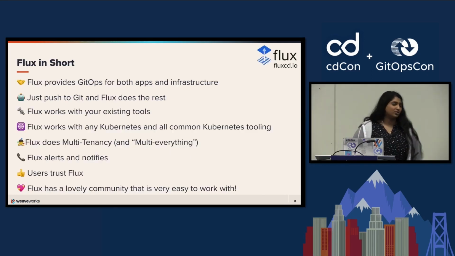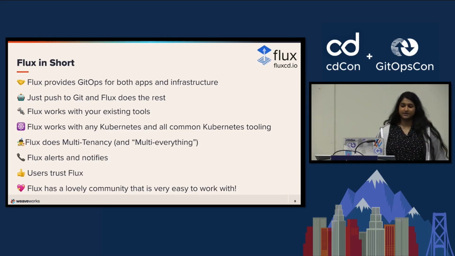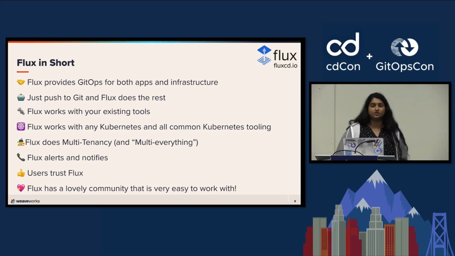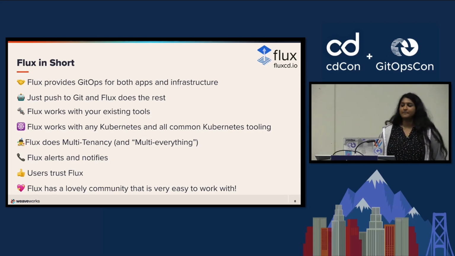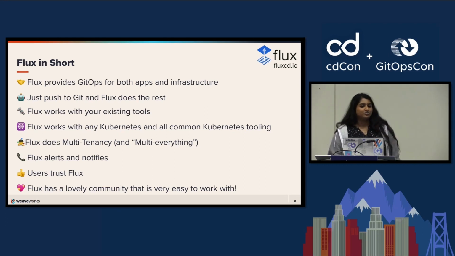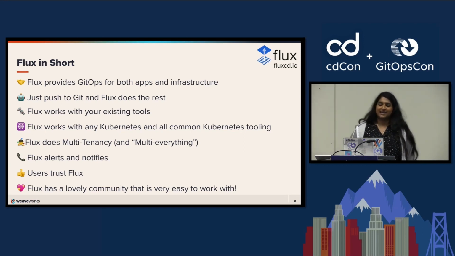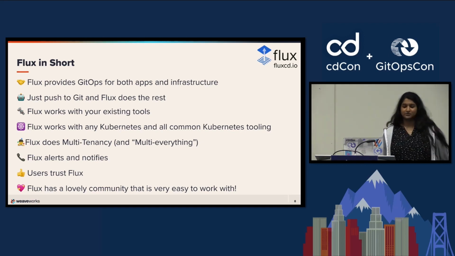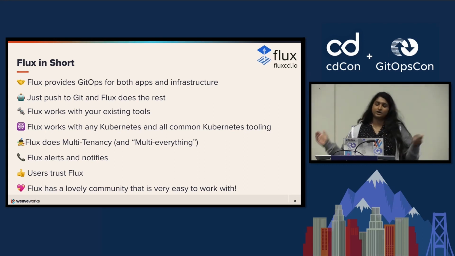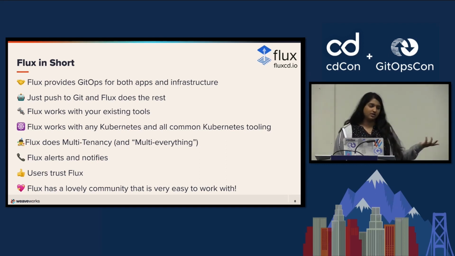So in short, there's a few things we like to mention. It provides GitOps for both apps and infrastructure. And you can use Flagger to also do progressive delivery. The idea is you just set it up and you push to Git, and Flux does everything for you. It takes care of everything. You don't even have to worry. And like I mentioned earlier, since it was created with Kubernetes in mind and everything that y'all are probably already using, it works with your existing tools. So you really just install it onto your cluster.